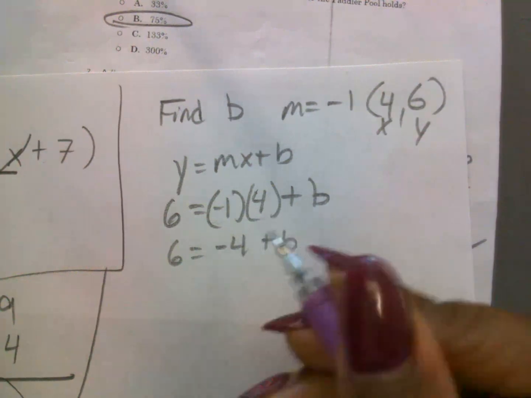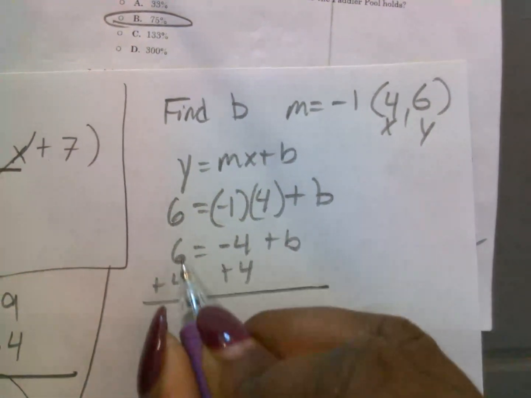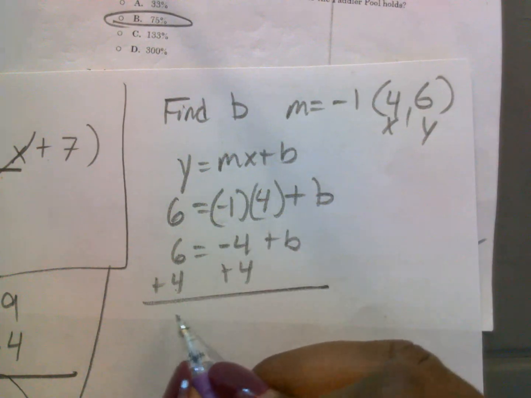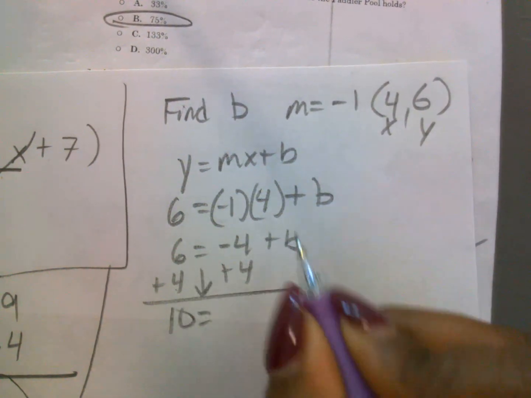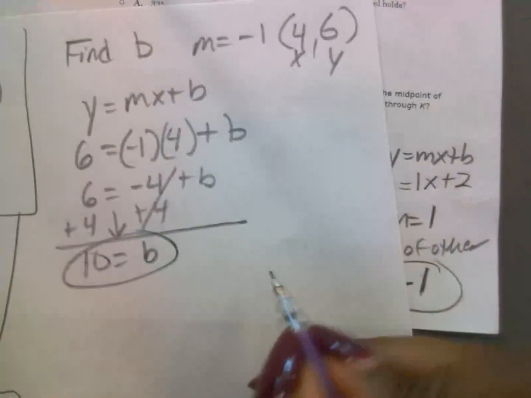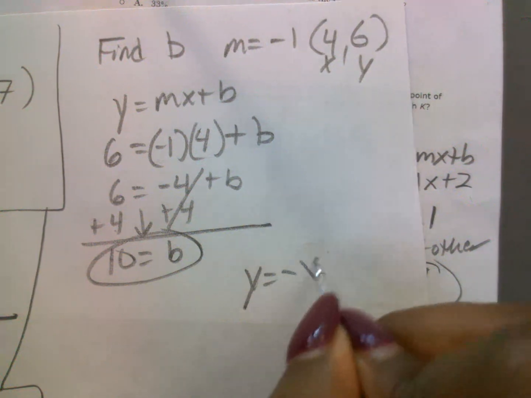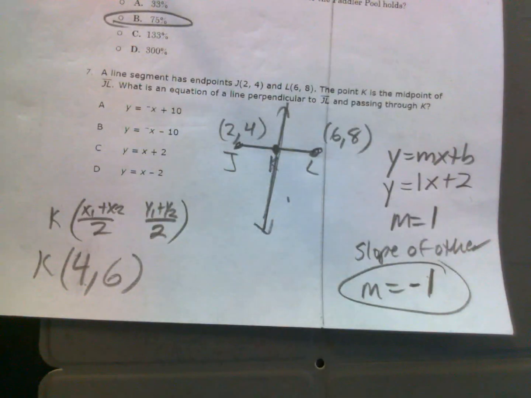Now what do I do to get b by itself? Add 4. I add 4 on both sides. What's 6 plus 4? That gives me 10. So how do I write this as an equation? y is equal to what? -x plus 10. What answer choice is that? That's A.